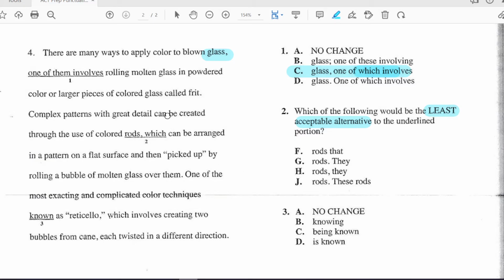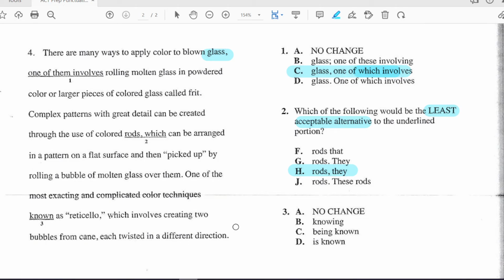So complex patterns with great detail can be created through the use of colored rods, they can be arranged on a flat surface, in a pattern on a flat surface. So this creates a comma splice, so it must be the least acceptable one. Always make sure that you're paying attention. If it says least or which one does not go, just make sure that you're actually answering the question being asked.